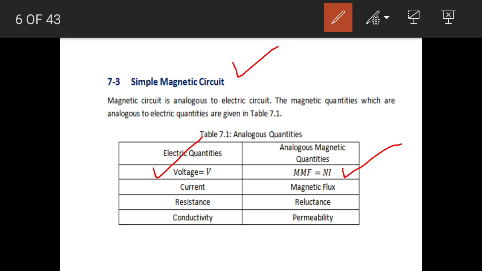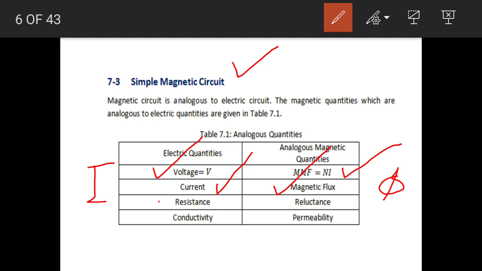The unit of MMF is ampere turns. The current in an electrical circuit is analogous to the magnetic flux in the magnetic circuit. We know that the current is represented by I, the unit of the current is ampere, and the magnetic flux is represented by phi, and the unit of the magnetic flux is Weber.